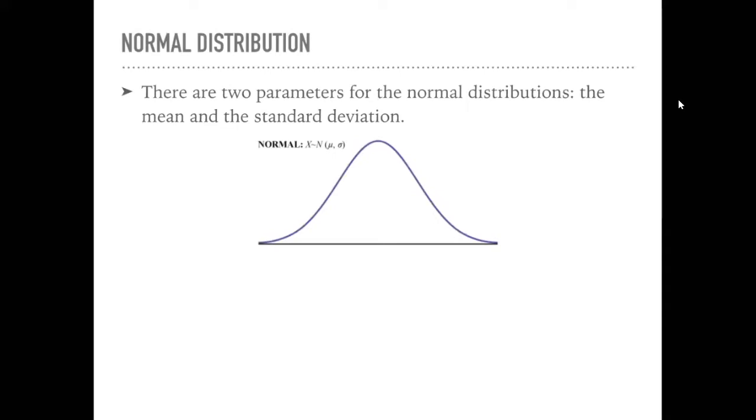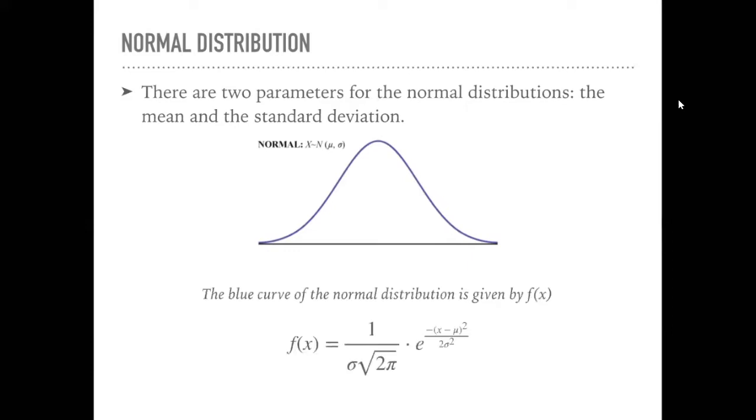So here we have a nice pretty bell curve. The bell curve is what we look at for the normal distribution. There's a few other distributions that have this sort of shape to it, but the normal distribution is probably the most prevalent of all of those. So the blue curve of the normal distribution is given by the function f of x, where f of x is this wonderful equation here.